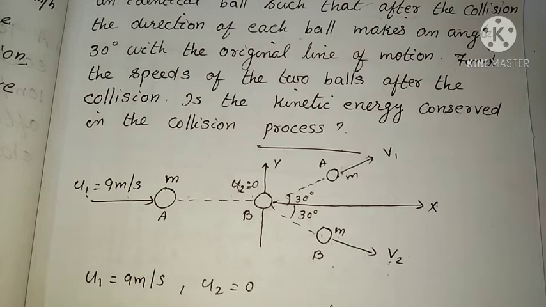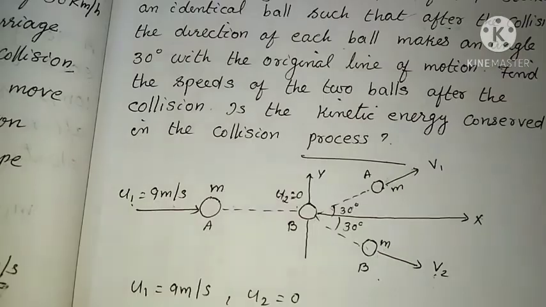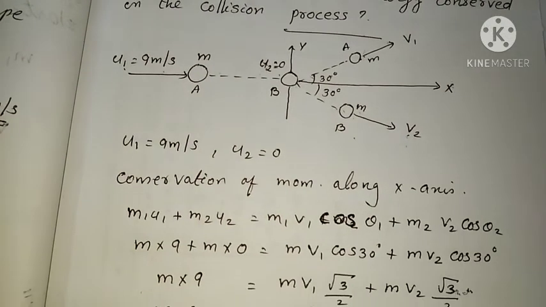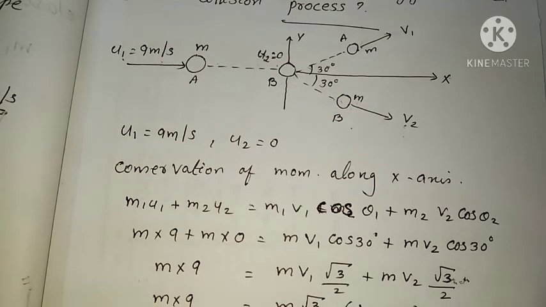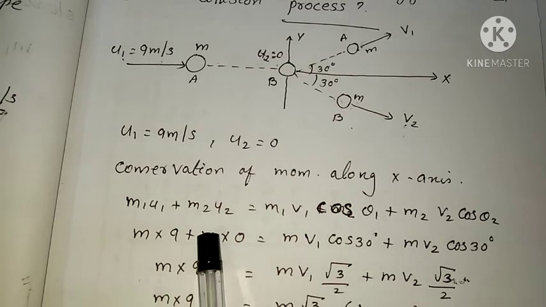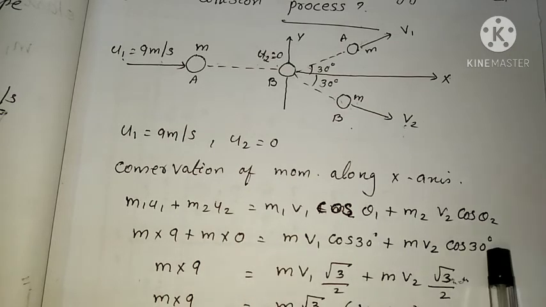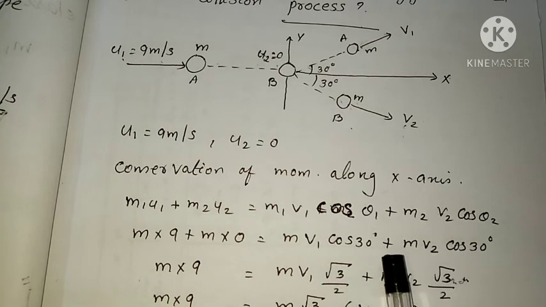So we can apply the conservation of momentum along the x-axis and along the y-axis. Then we can find out the velocities of the balls after the collision. First we can apply the conservation of momentum along the x-axis. So what is the formula? m1 u1 plus m2 u2 equal to m1 v1 cos theta 1 plus m2 v2 cos theta 2. This I explained in the theory part, so you just go through the last class video. Then we can apply the values.